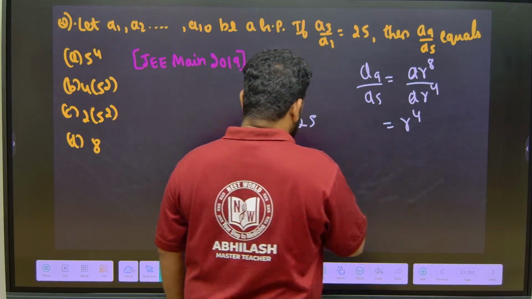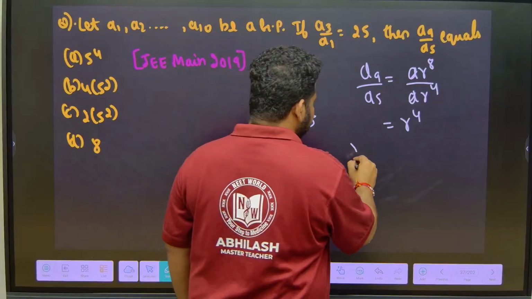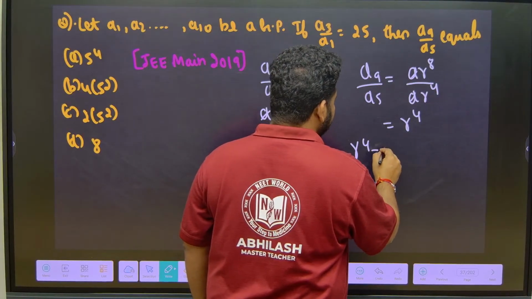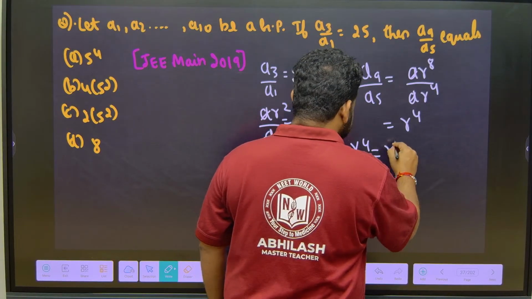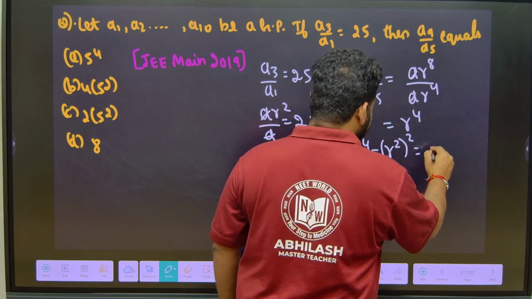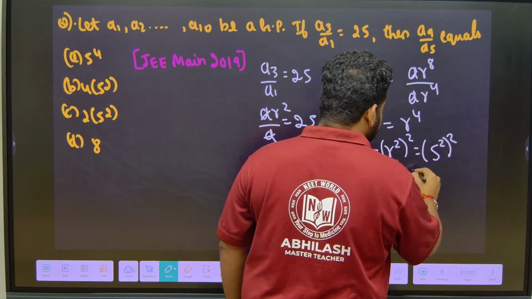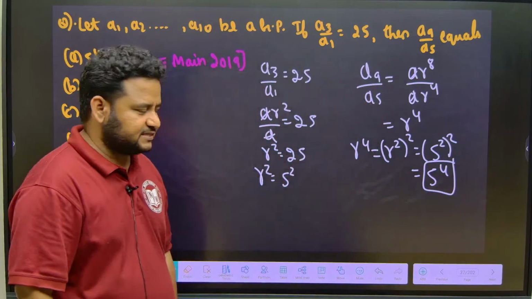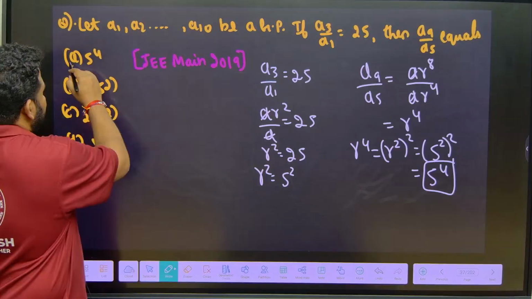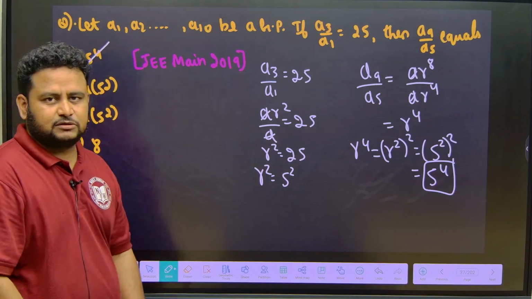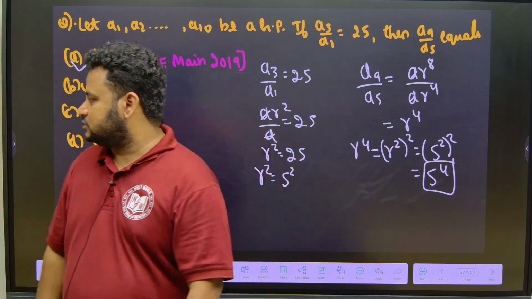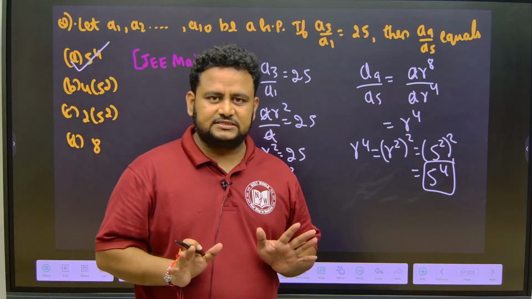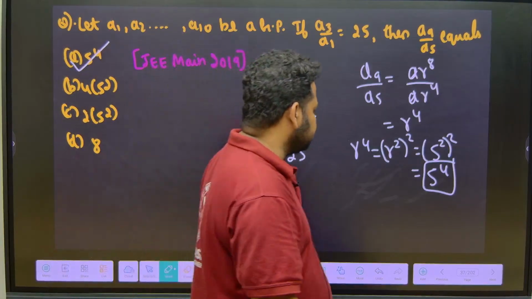So r square is 5 square, then r to the power of 4 will be equal to r square whole square, that is 5 square whole square, which is equal to 5 to the power of 4. Very simple. So the answer is 5 to the power of 4, that is option A. Option A is the right answer to this question. Clear? Let us move to the next one.